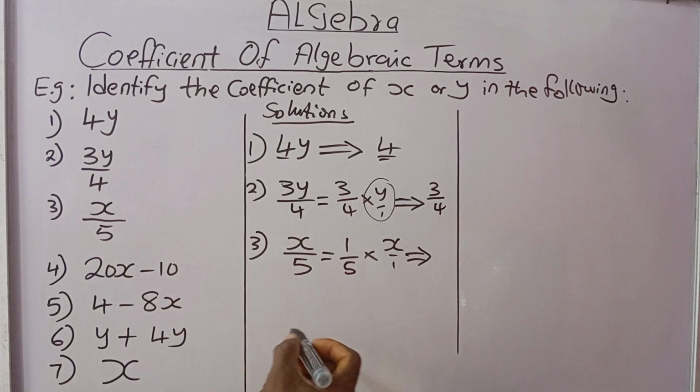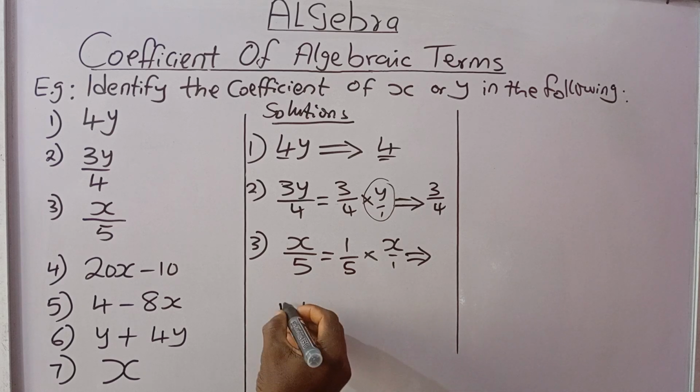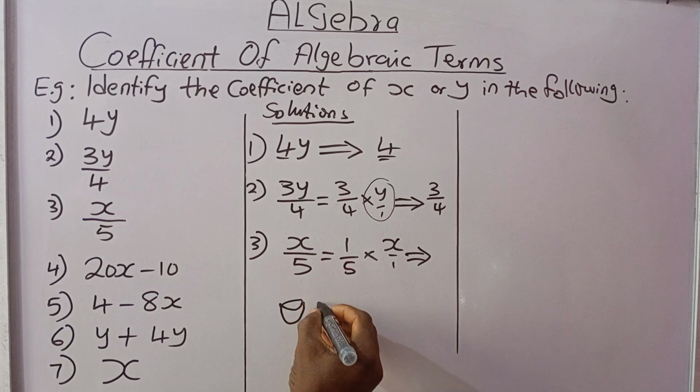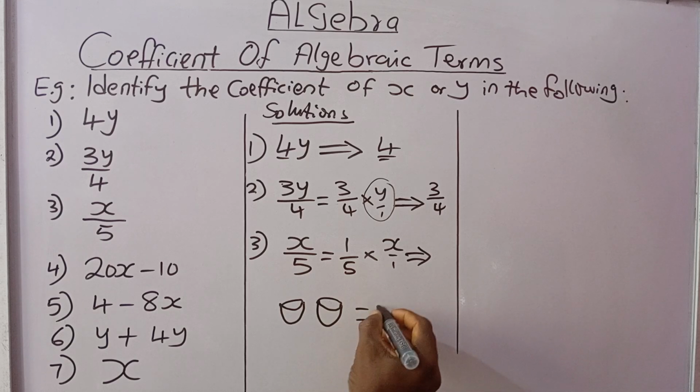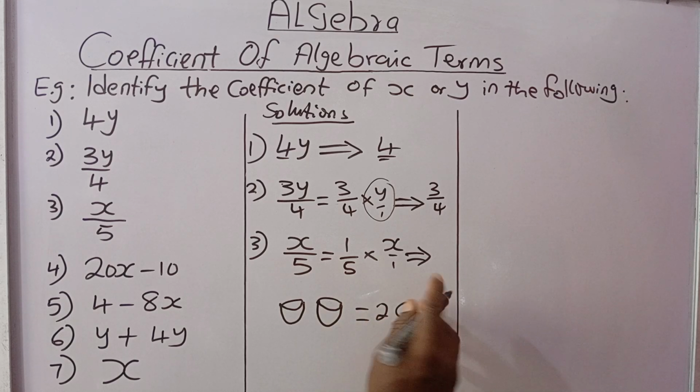It's just like somebody saying we have this as a cup. We have another cup. All right, so how many cups do we have? Somebody can say 2 cups.